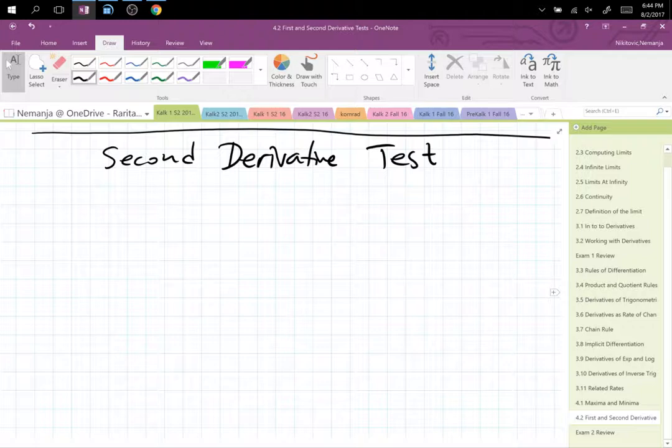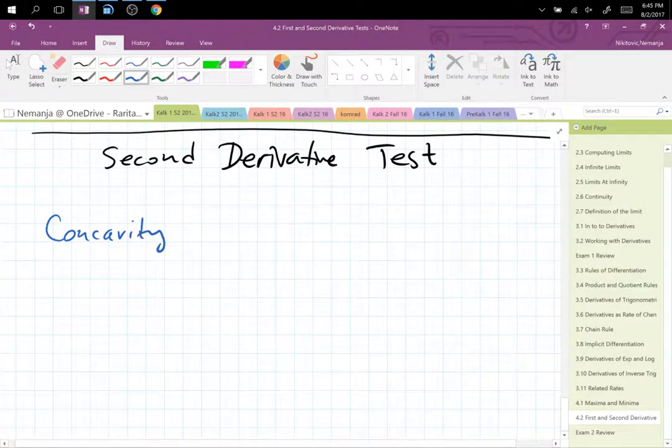So the first derivative test was utilizing the first derivative to talk about increasing and decreasing portions of a function. Now we are going to use the second derivative test to talk about concavity. Concavity is the way the line curves. So before I write any definitions or anything, I need to talk about concavity.